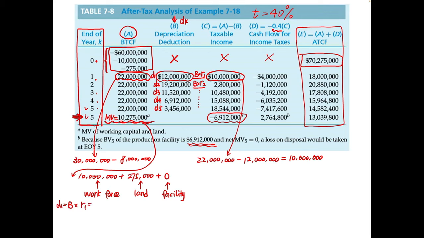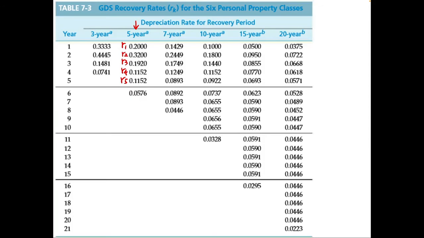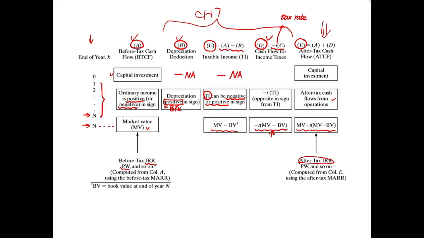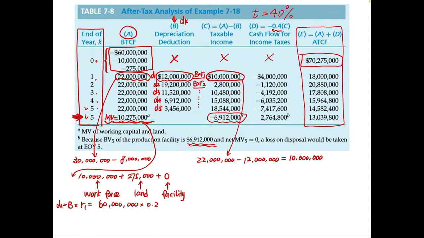that is your D1, and B is only the facility because only the facility is depreciable. Land and workforce are not. So your B here, you only talk about the facility. Okay, so the B of the facility is what? 60 million times R1. Okay, go back to this table. What is R1? R1 is under the 5-year GDS system, it's 0.2. Okay, so you're gonna have the D1 is 12 million.